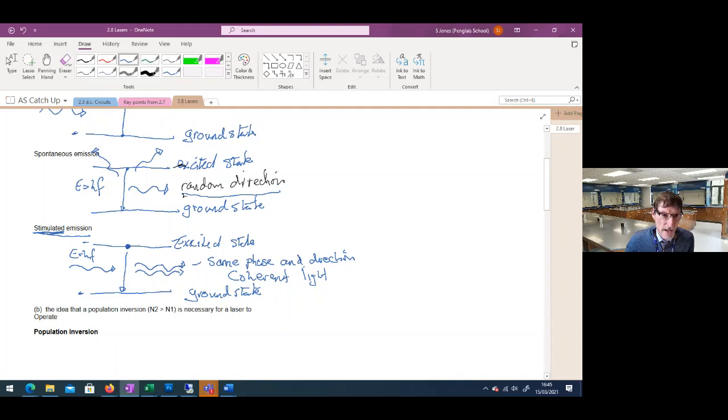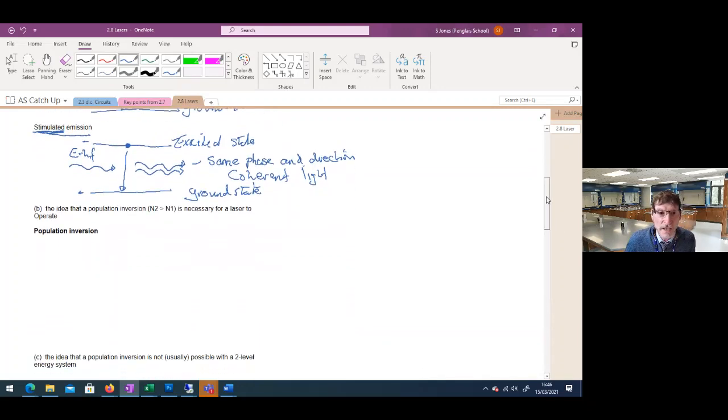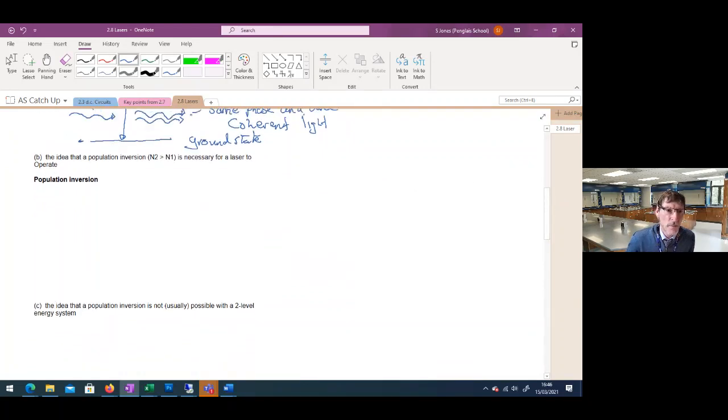Now, this all depends on having this electron, or many electrons, up here. So the thing that we need to know is something about population inversion. To get lasers, we need to understand the next terminology, population inversion. It says here in your specification that N2 is greater than N1. What do we mean by that?